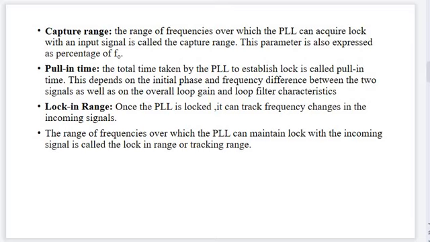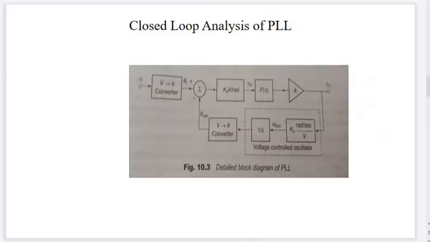This depends on the initial phase and frequency difference between the two signals, as well as the overall loop gain and loop filter characteristics. Lock-in range: once the PLL is locked, it can track the frequency changes in the incoming signal. The range of frequency over which the PLL can maintain a lock with the incoming signal is called the lock-in range or tracking range.